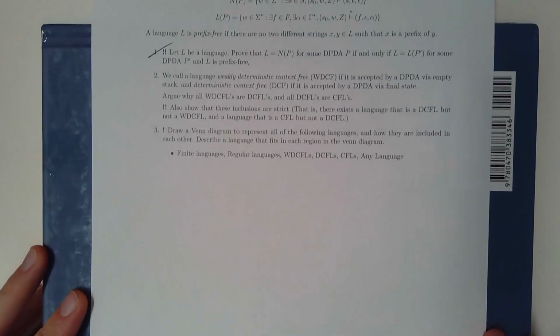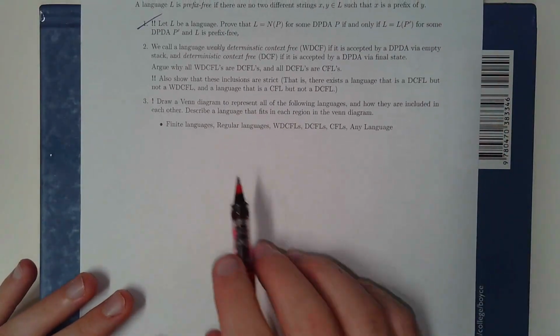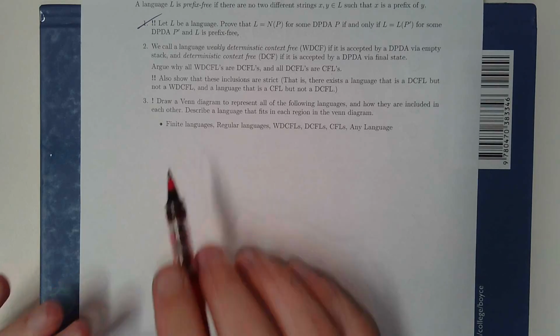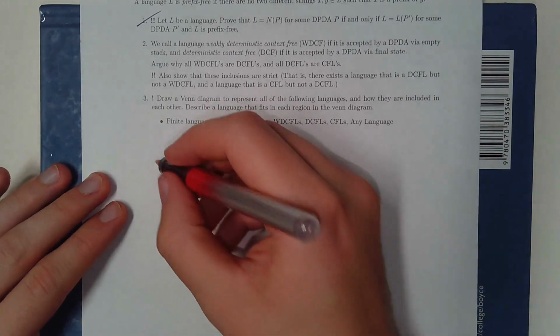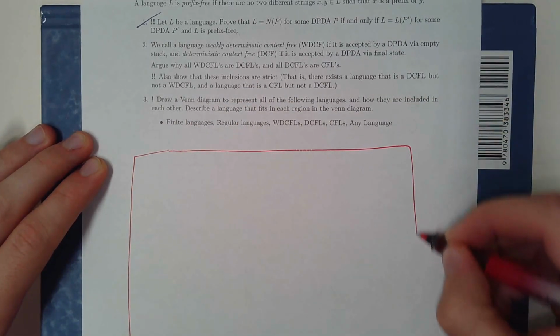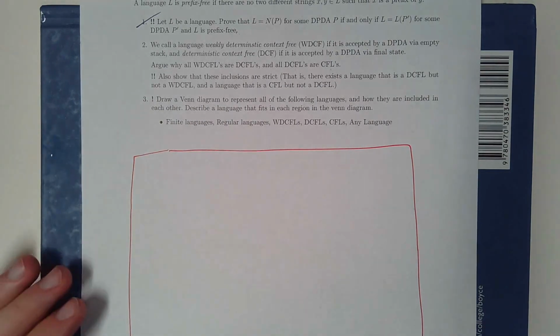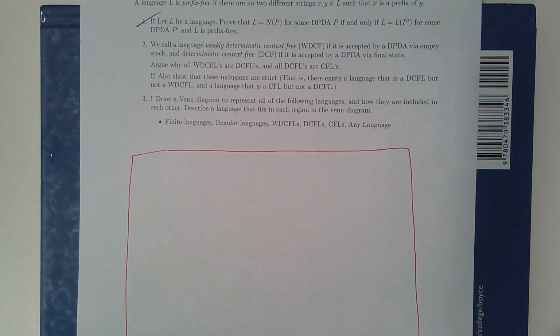And the last one, exercise 5.3, we're asked to draw a Venn diagram that represents where finite languages, regular, weakly deterministic, and context-free, and any language all sort of fit together. So any language will be like this great big outside box. This will be any possible language that we're allowed. And then almost all of these are simple because they're just strict inclusions inside each other.